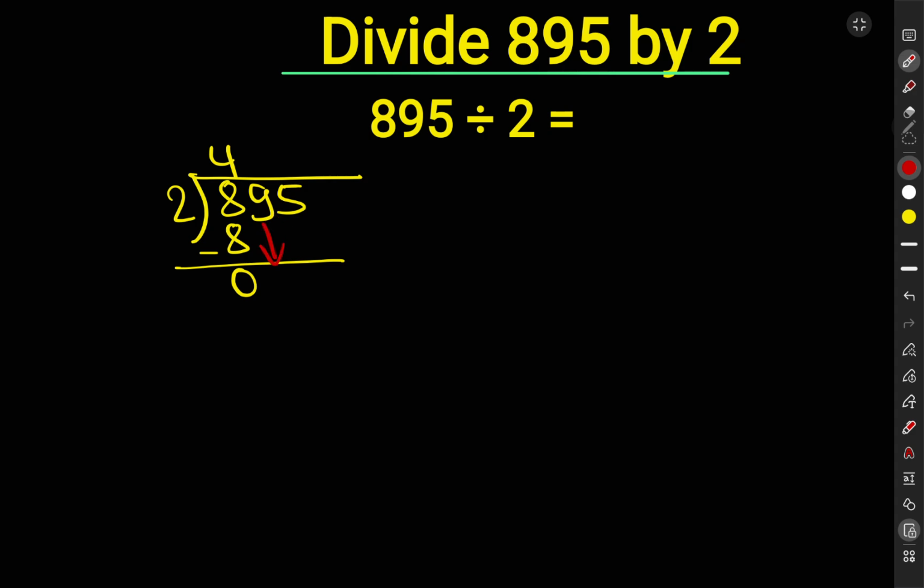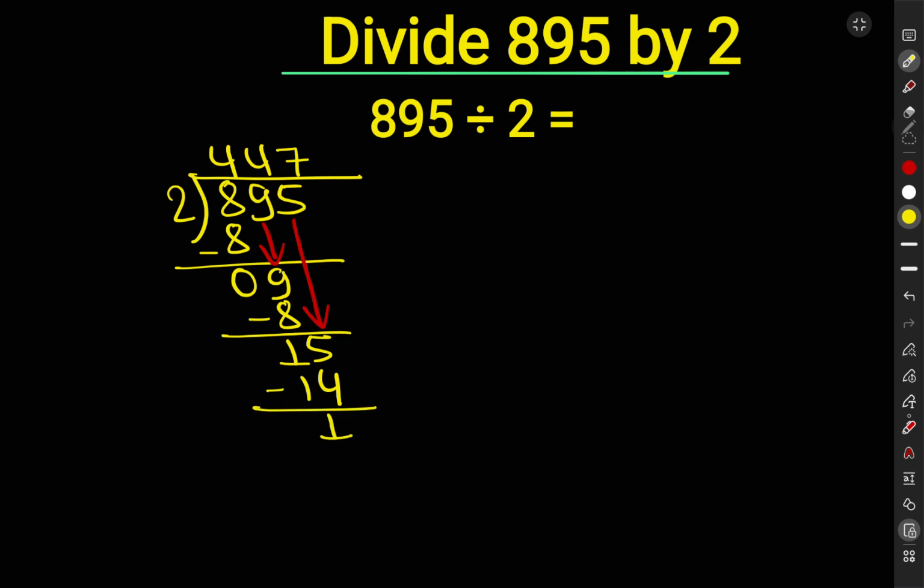So now we put down this 9 and 2 times 4 is 8. On subtracting we get 1. So again we put down this 5 and it is 15. So 2 times 7 is 14. On subtracting we get 1.